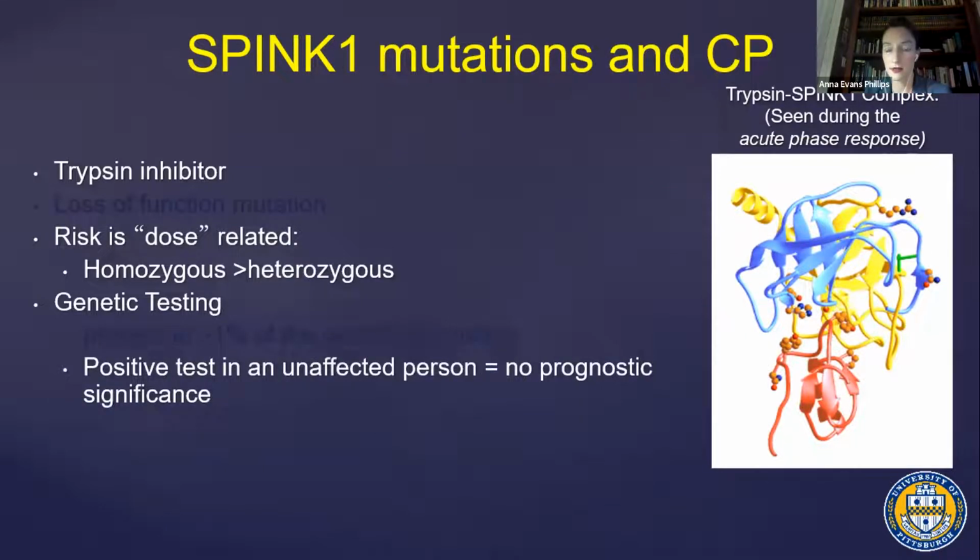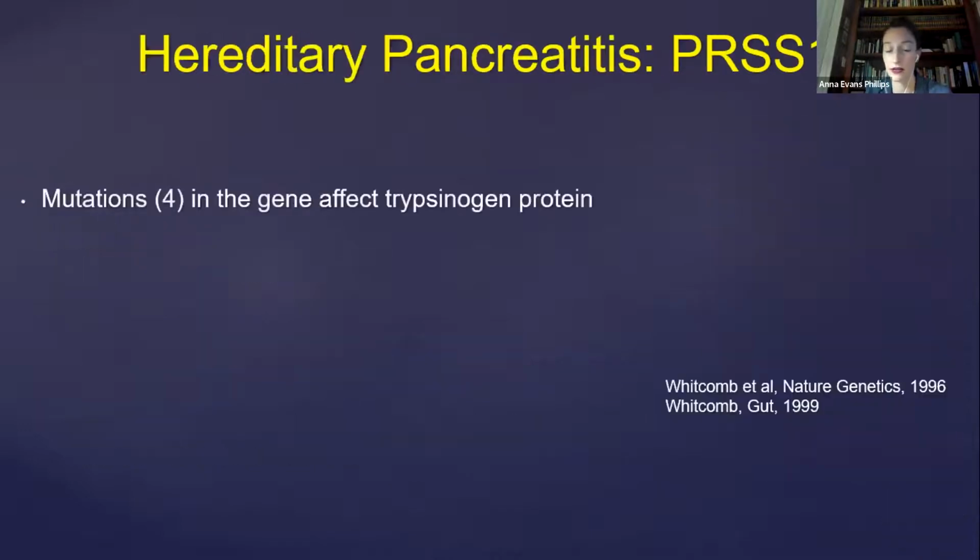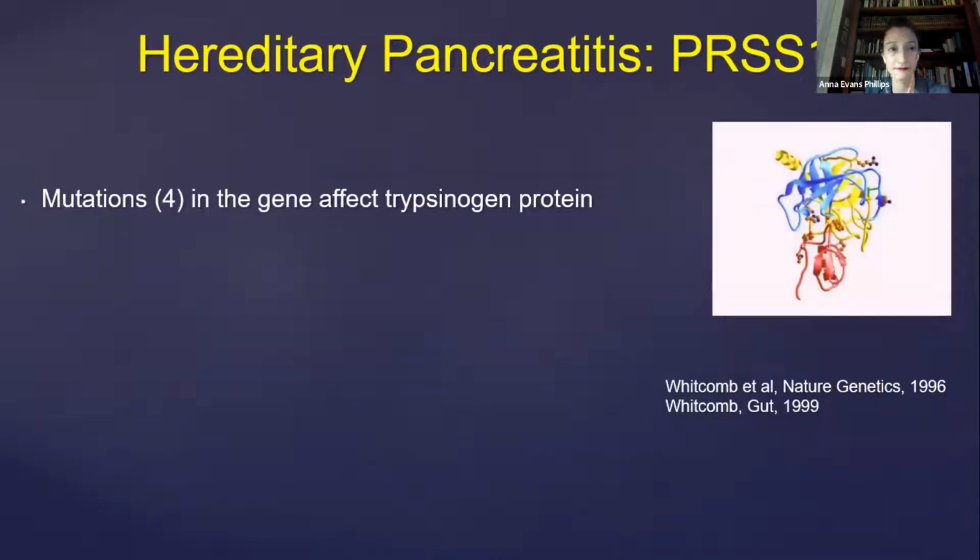And so individuals who are unaffected, who don't have pancreatitis, this may have no significance in their overall health. But in a patient with recurrent acute pancreatitis, the presence of a mutation in this gene may actually suggest that they could have a worse disease course than someone without this, and suggest that they're at higher risk for progression in their chronic pancreatitis.